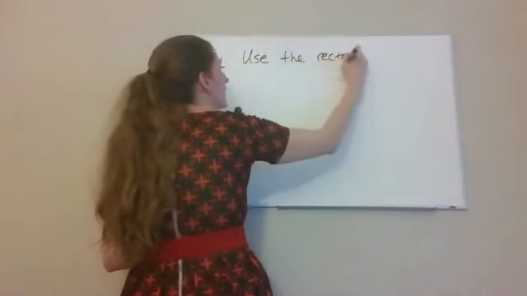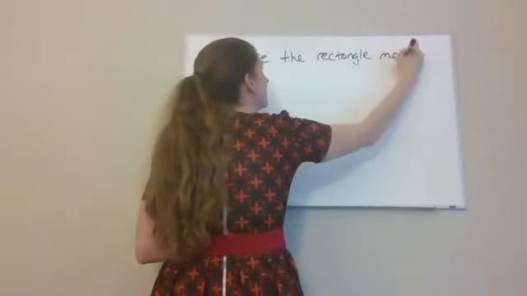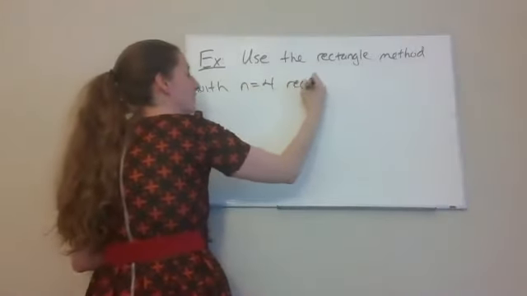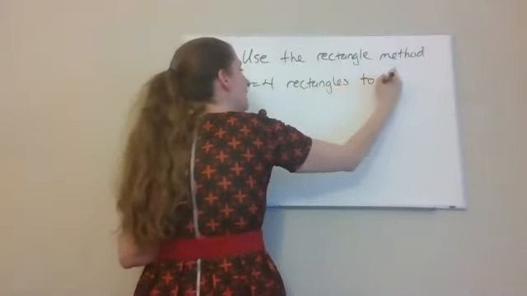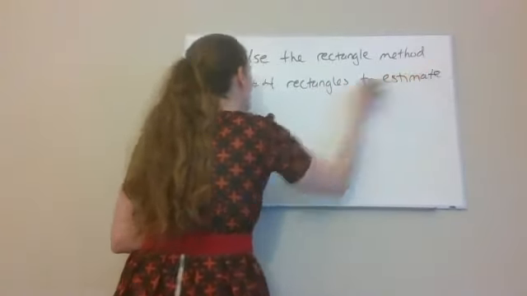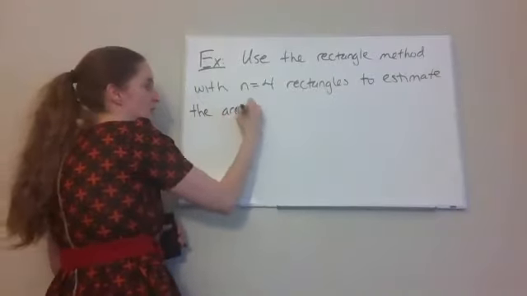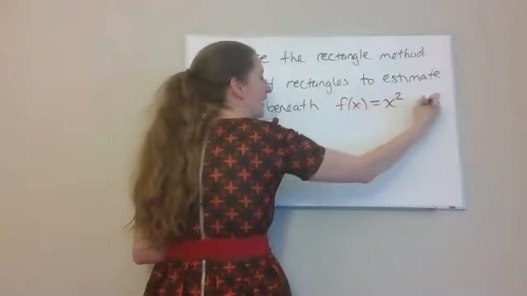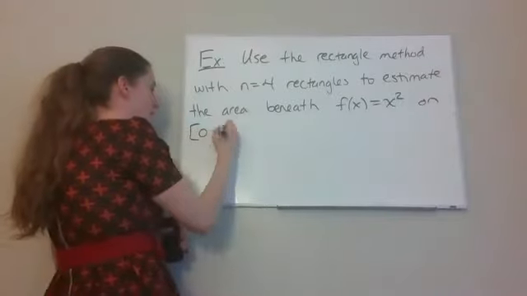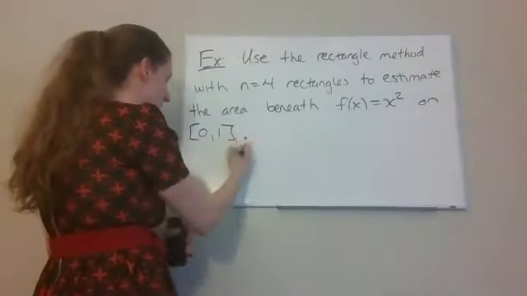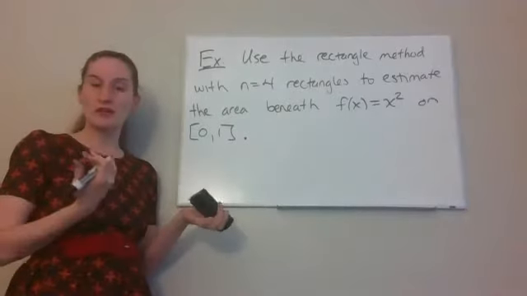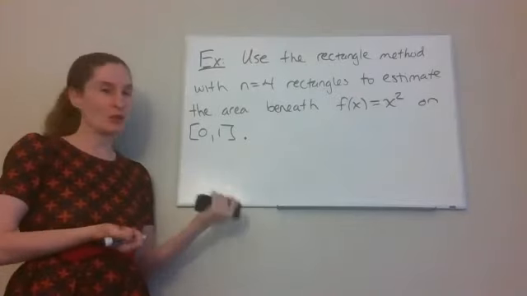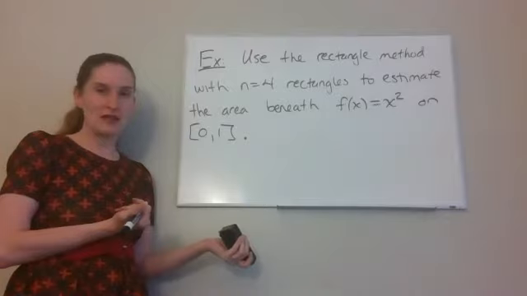We're going to use the rectangle method with n equals 4 rectangles to estimate the area beneath the function x squared on the interval 0 to 1. So I'm going to have 4 different rectangles that I'm using, filling up my interval 0 to 1, and we're using just the basic parabola graph to figure out how this rectangle method works.